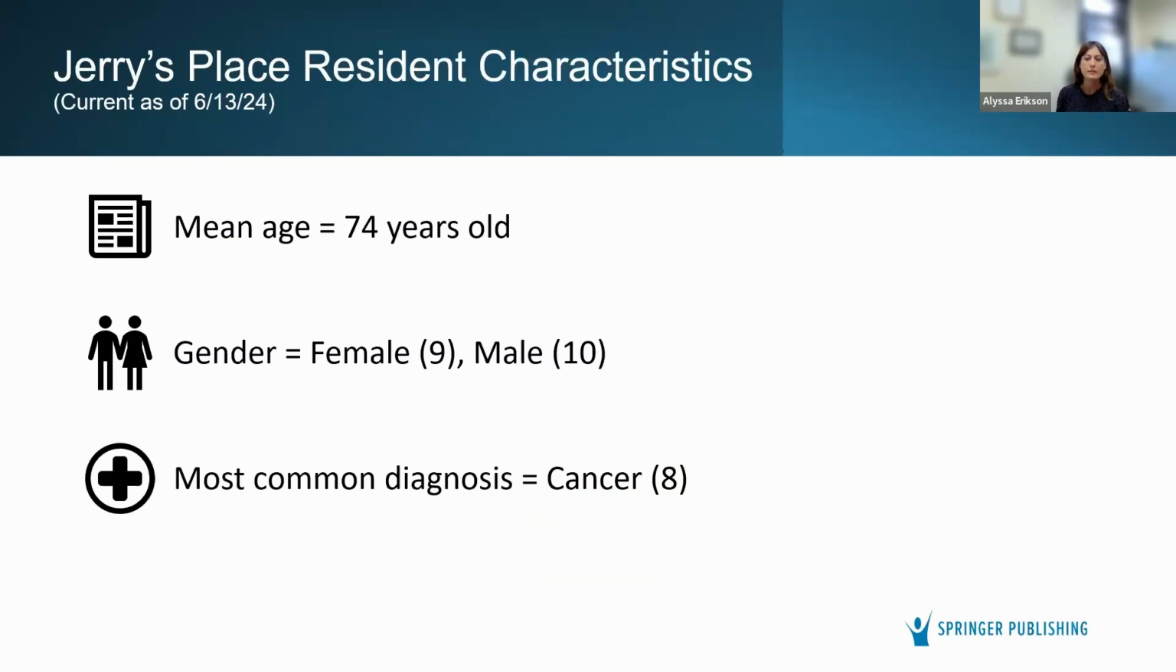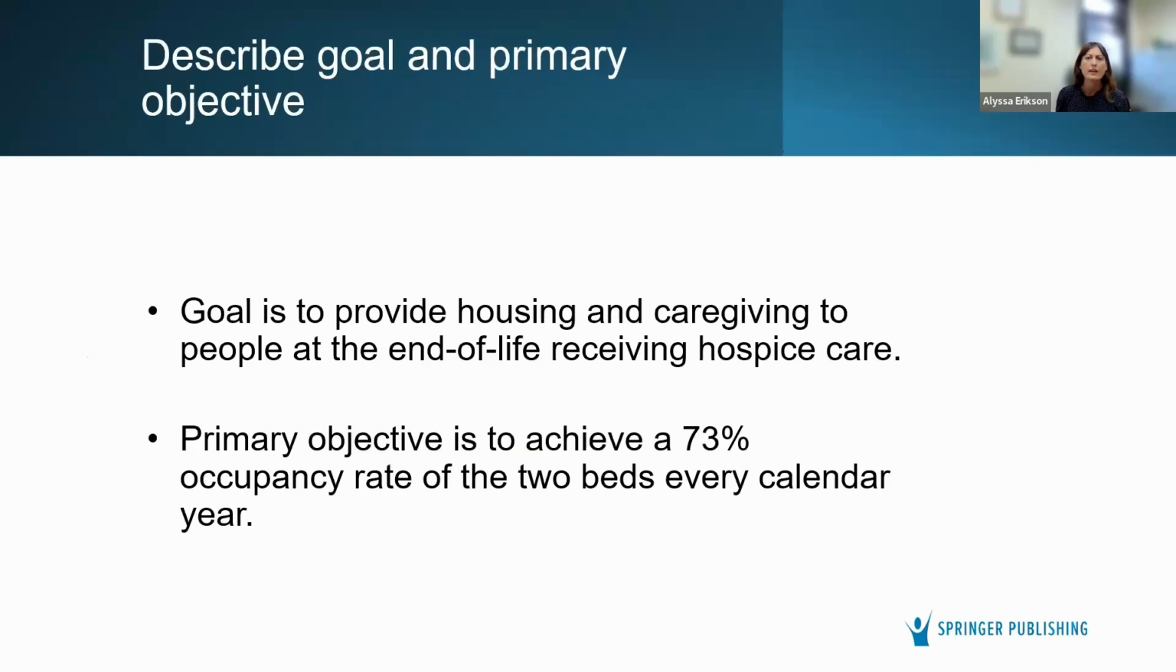So since we opened in December of 2022, we've had 19 residents. They range in age from their 50s to the 90s. The average age was about 74 years old. The most common diagnosis has been cancer, so it's about 8 out of 19. But we have other diagnoses, such as congestive heart failure and neurological conditions.